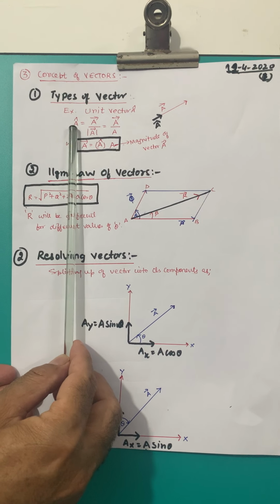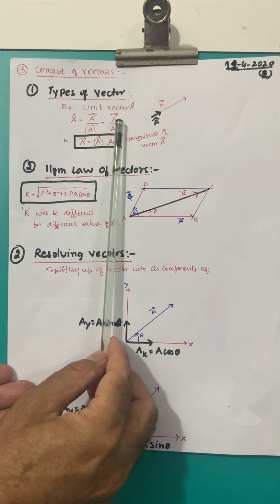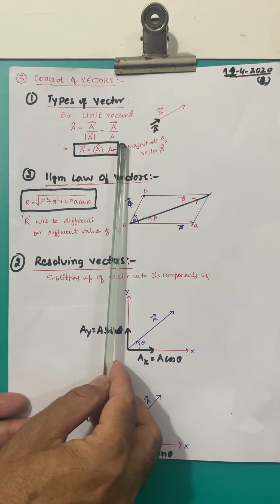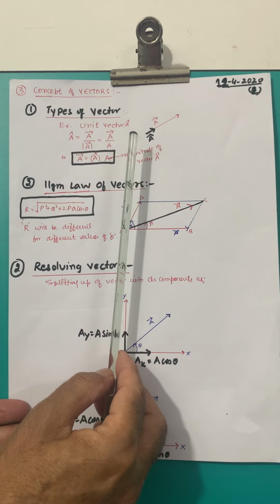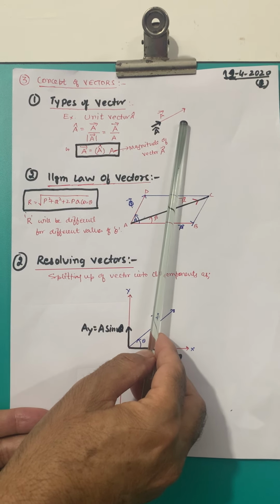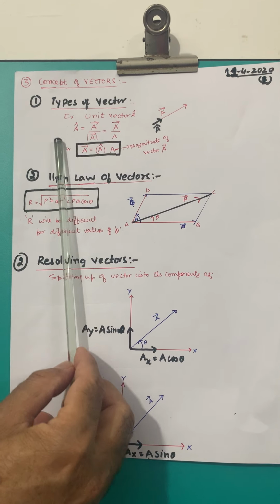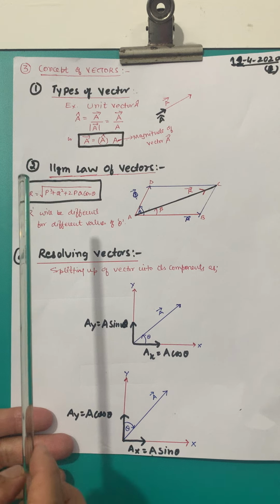Now, from another definition point of view, A cap means the unit vector of A, which we can define as the ratio of the vector to its magnitude. It clarifies that the direction of the unit vector and the bigger vector is along the same direction. और डेफिनेशन पॉइंट ऑफ व्यू से हमने याद रखना है, इसको ऐसे डिफाइन करना है.